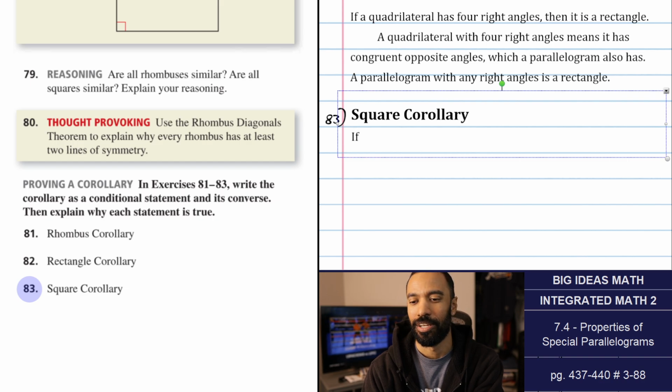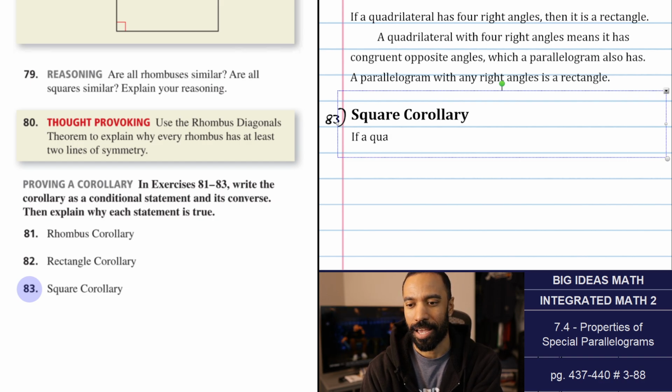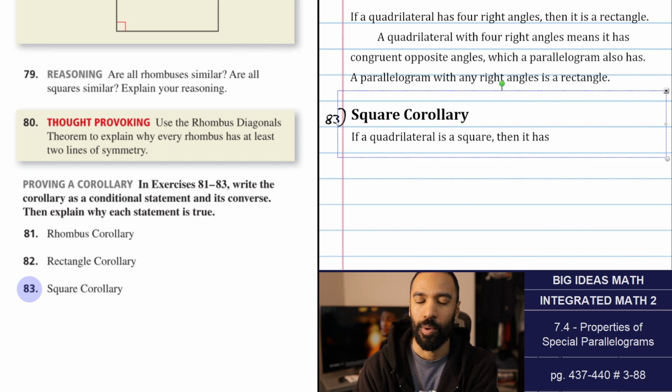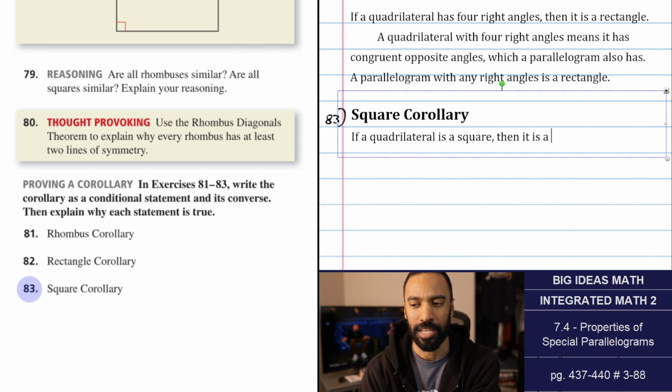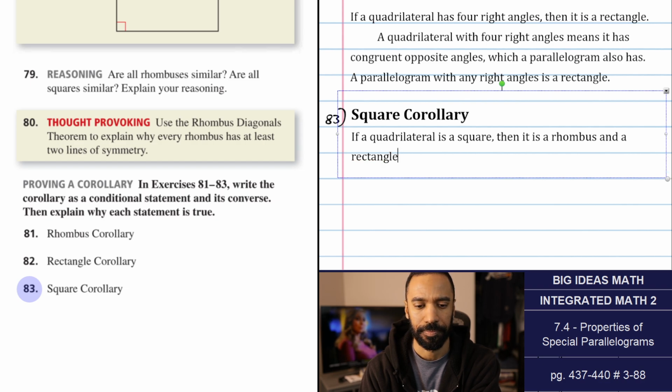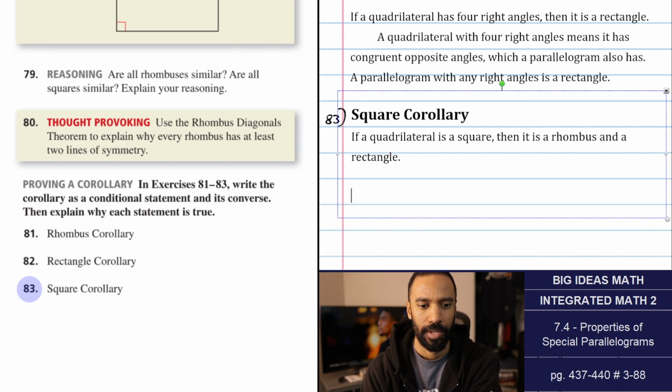Not very fun. If a quadrilateral is a square, then it has 4 congruent sides and 4 right angles. I can just say then it's a rhombus and a square. I think that's what it actually says. Then it is a rhombus and a square, and a rectangle, I should say. Now, if a quadrilateral is a rhombus and a rectangle, then it's a square.